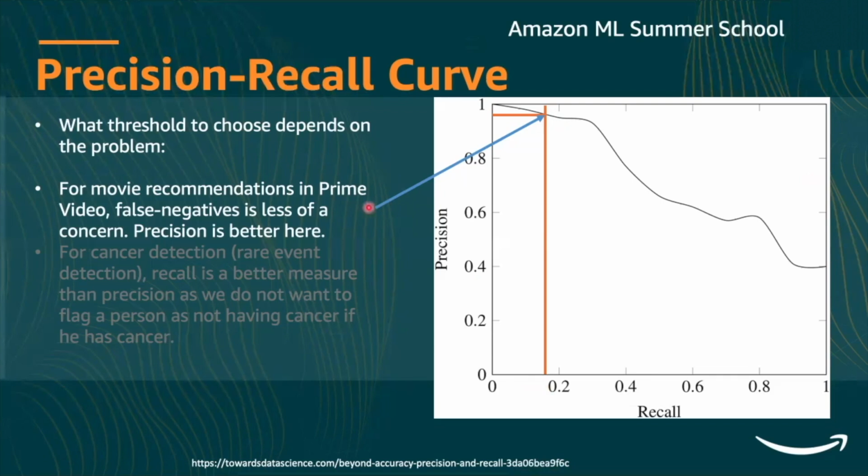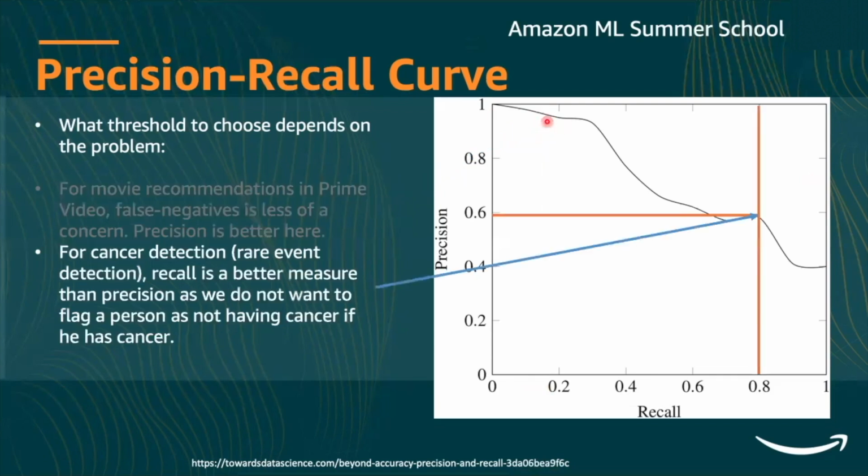Okay, so this is the first case. Now, consider a rare event detection case, such as cancer detection or COVID detection. Ideally, if a person has a disease, it should be caught during the test. You don't want it to be missed, because that would have disastrous consequences.